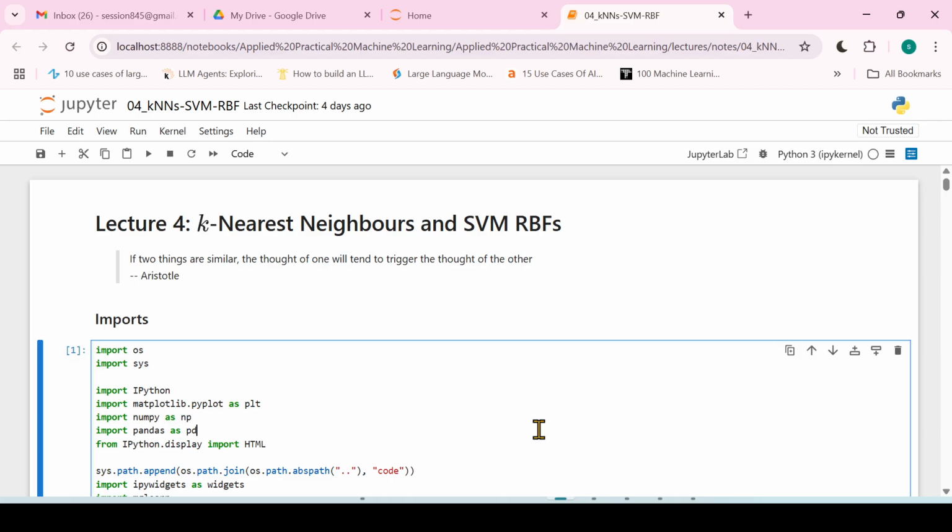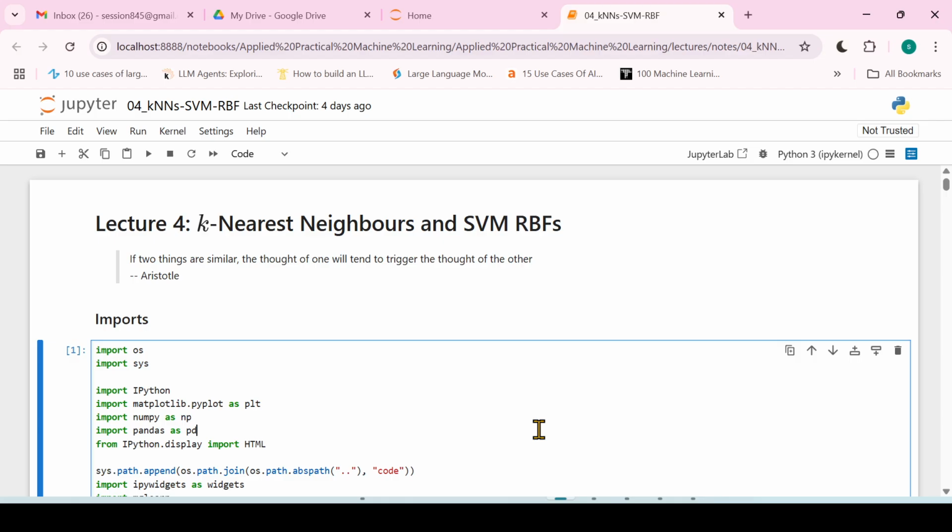KNN follows very simple rules. Basically, it follows a thought given by Aristotle. The thought was, if two things are similar, then the thought of one will tend to trigger the thought of the other. That means if two elements are similar, then both elements' features will be similar to each other.